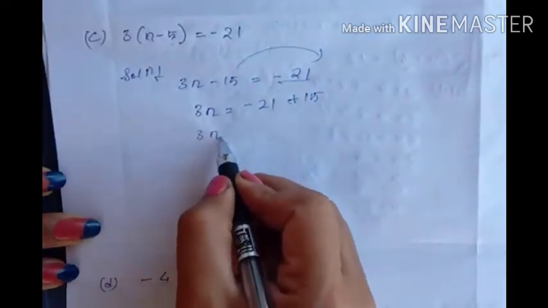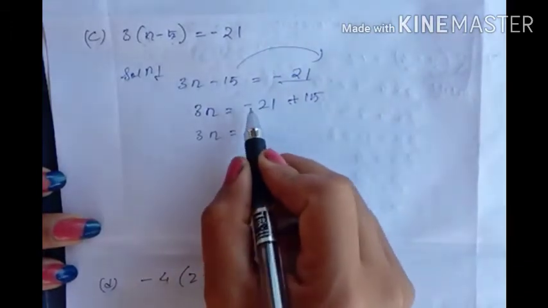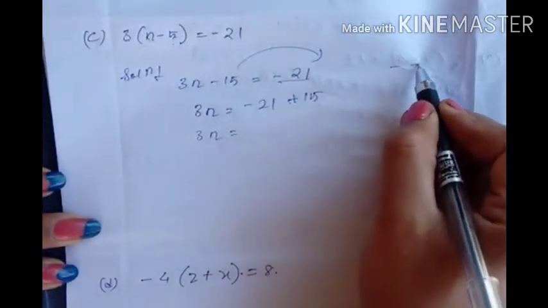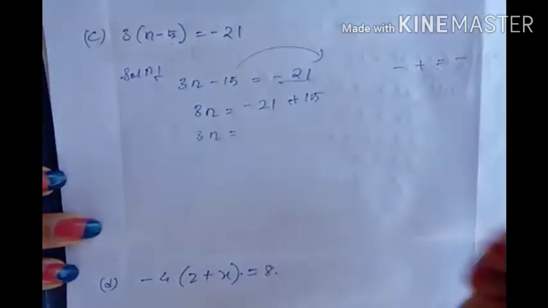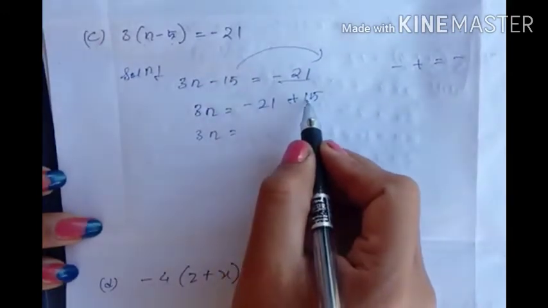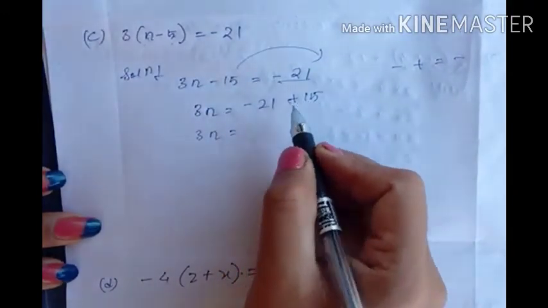Now 3n is equal to, now minus and plus is what? Minus and plus is what? Minus, isn't it? So minus 21 plus 15, how much will you get?